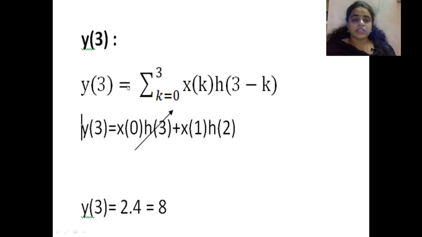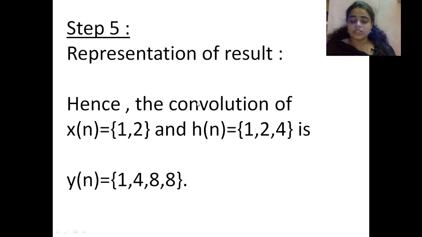Like that, y of 3: if we substitute n equal to 3 here, the formula will come, and then for k equal to 0, 1, 2, 3, you have to substitute in this formula and expand the summation. So x of 0, h of 3: h of 3 doesn't exist, so this sample is not valid. We strike it off, plus x of 1 into h of 2, so 2 into 4, 8. If you consider the next sample, x of 2 will come, where x of 2 is not defined.